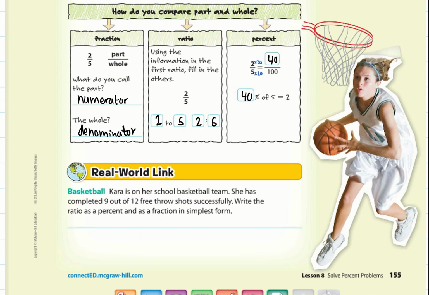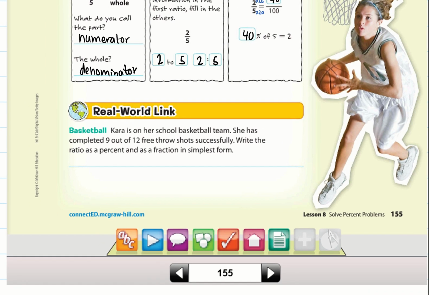This is something I'm really going to stress, because this is how we can set up a ratio. So the real world link: Kara is on her school basketball team. She has completed 9 out of 12 free throw shots successfully. Write the ratio as a percent and as a fraction in simplest form. So if she made 9 out of 12, that is 3 out of 4 because we can divide the top and bottom by 3. A lot of us know that 3 over 4 equals 75 hundredths, and that would equal 75%.